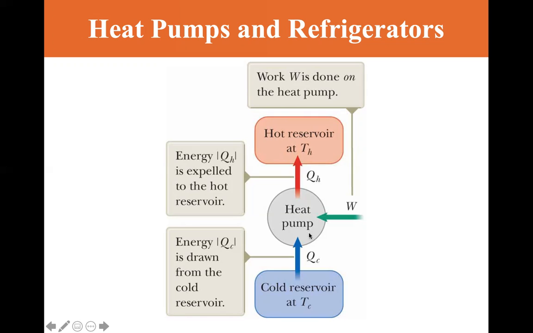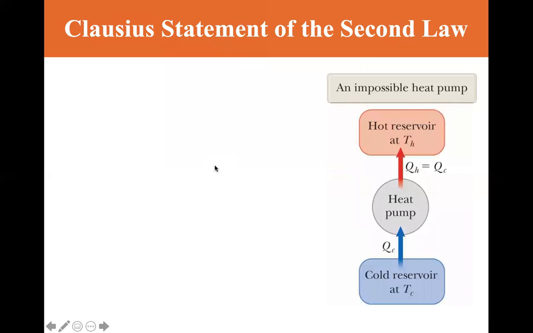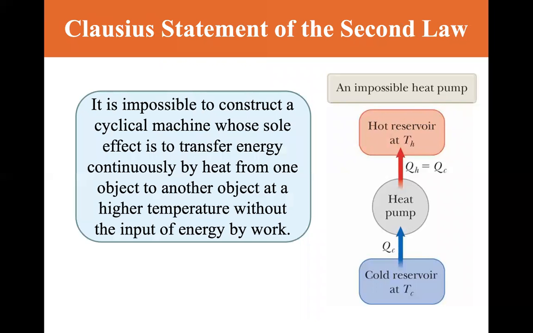You're putting work into the heat pump, which pulls out the Q cold. It pulls it out of the cold reservoir and puts it into the hot reservoir. So work is done on the heat pump, and the energy Q cold is drawn from the cold reservoir, and the Q hot is expelled to the hot reservoir. This is the basis for a refrigerator. You pull out whatever energy is in the refrigerator part, and it gets even colder, and you expel it to the outside air.